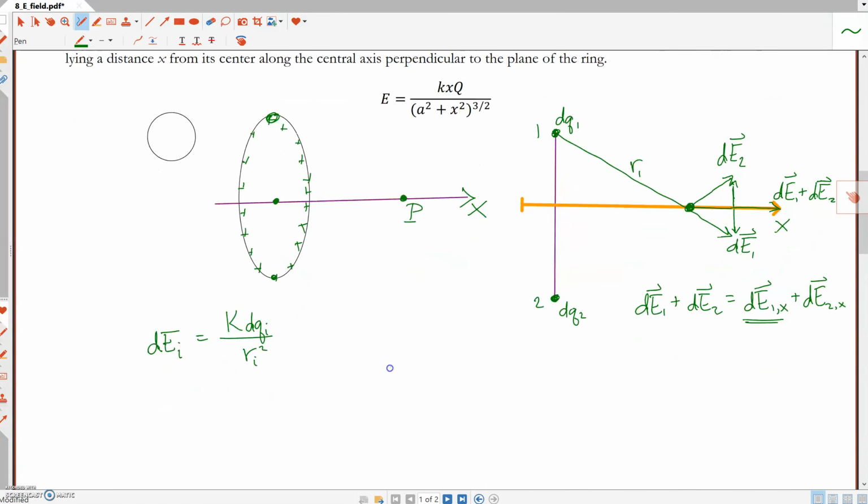Now, if I only want the x component of this, dEi sub x, well, I need an angle. Let me draw my angle. I'm going to define this angle as theta. Then that means that this angle is also theta. Here's my dE1. I want only the portion that's in the x direction, so I want the cosine. So I've got K dQi over Ri squared times cosine of theta. Okay, so far so good.